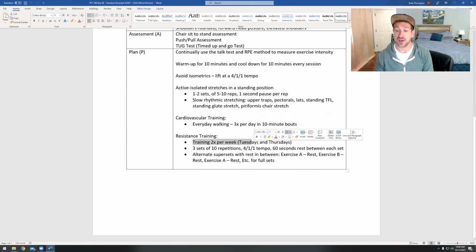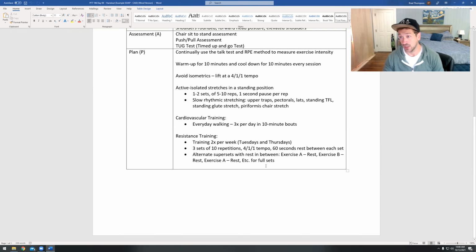Resistance training twice a week, Tuesdays and Thursdays. We are going to keep the reps relatively low, even though it would be great to build up his endurance. But again, that PAD, that coronary artery disease, you know, we're trying to be pretty gentle here. So 3 sets, 10 repetitions, medium to slow tempo, 60 seconds rest.